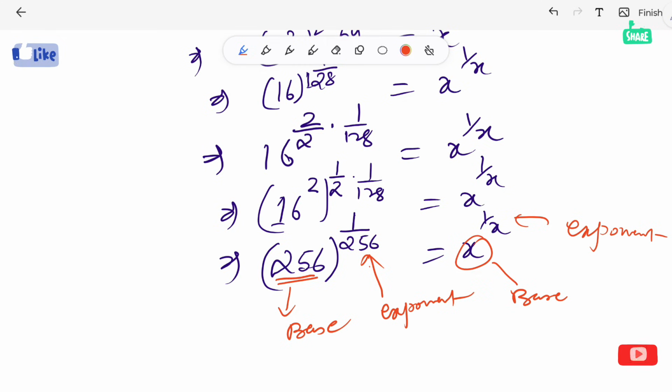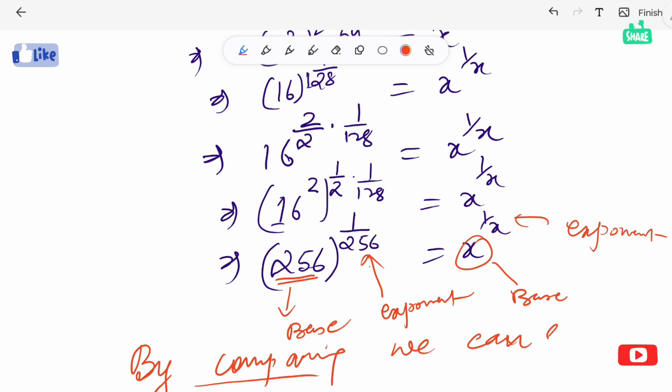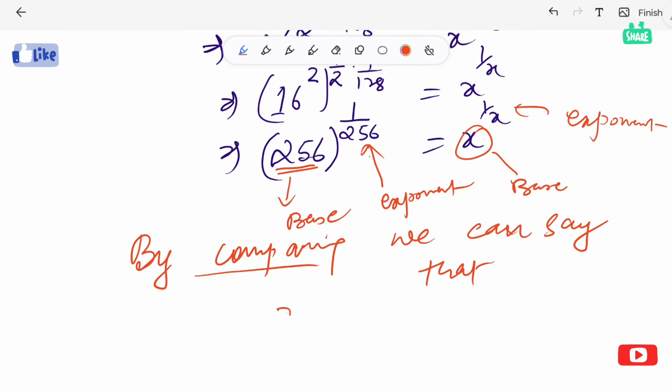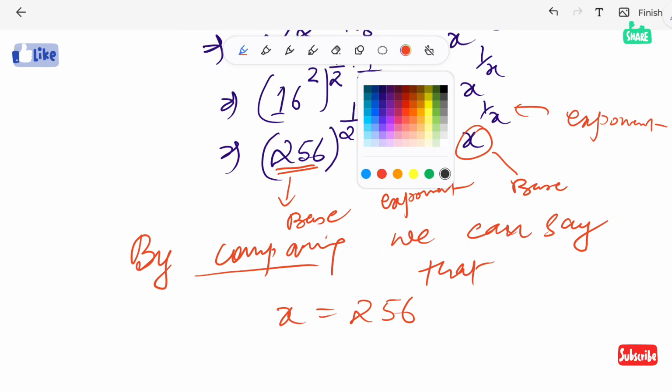That means this is called homomorphism. Whatever the appearance on the left hand side must be equal to the appearance on the right hand side. So by comparing, we can say that x will be equal to 256, isn't it? x will be equal to 256.